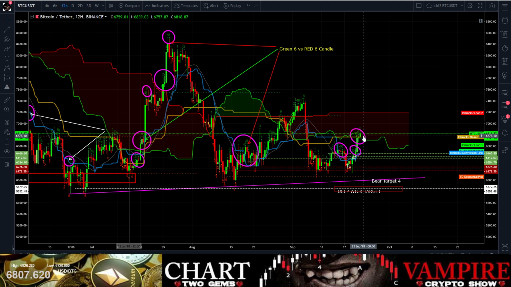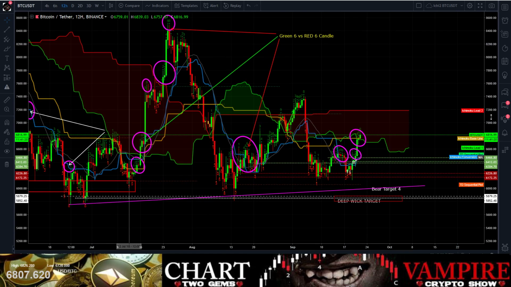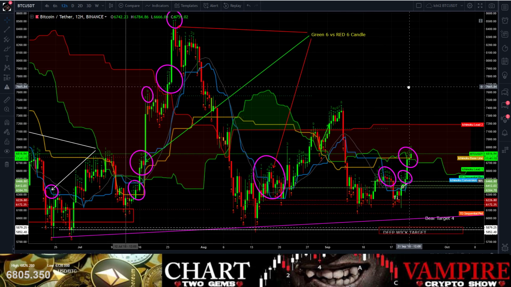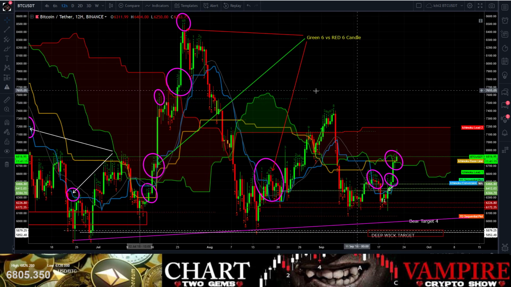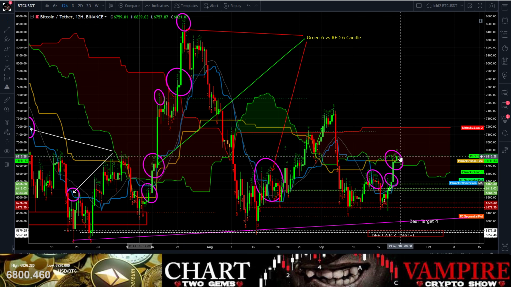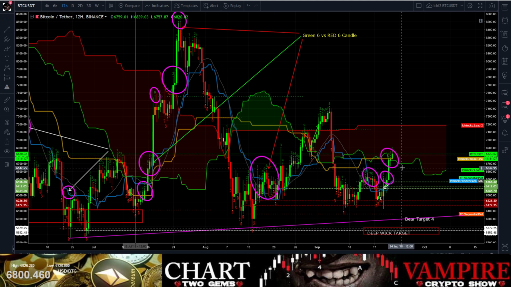Now, if this 6 drops back down over the next 12 hours, it's got a lot of time for this to play out. I will be looking for this candle closing right here. Now, I am bullish right now. I'm 60-40 bullish because of my 2 hour.